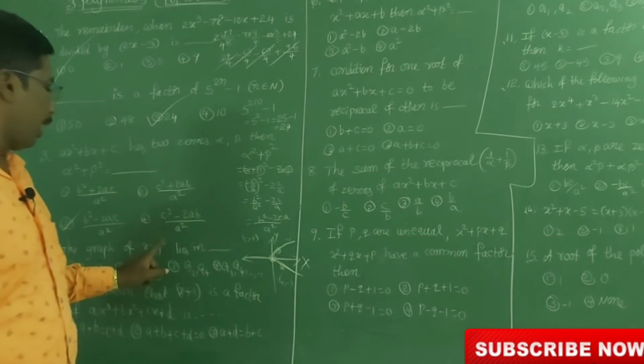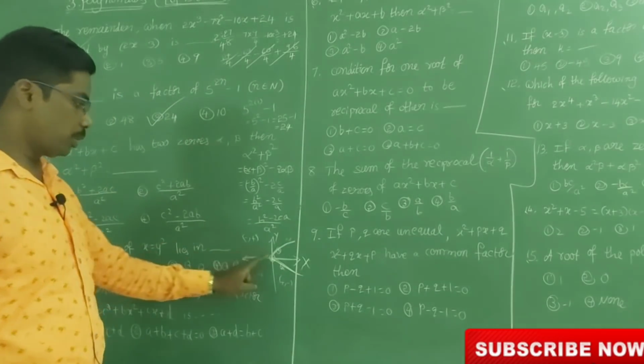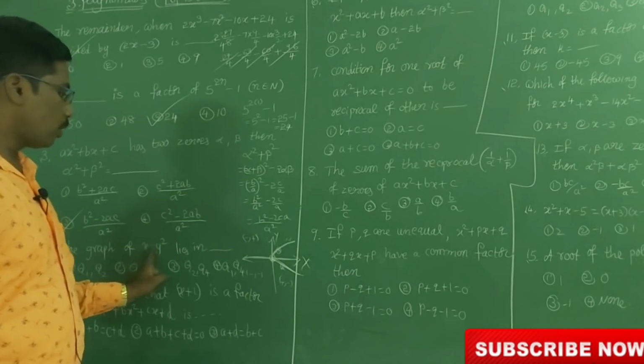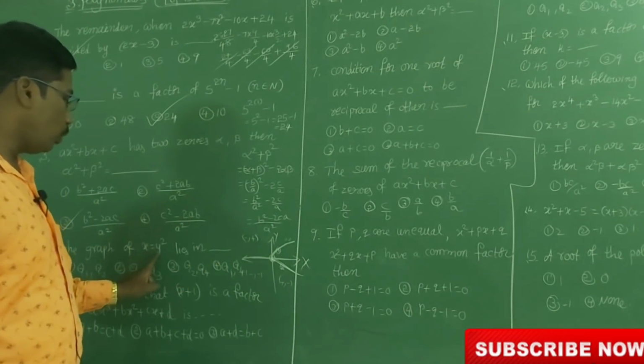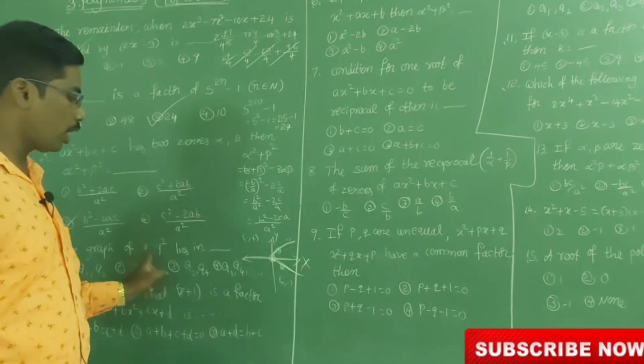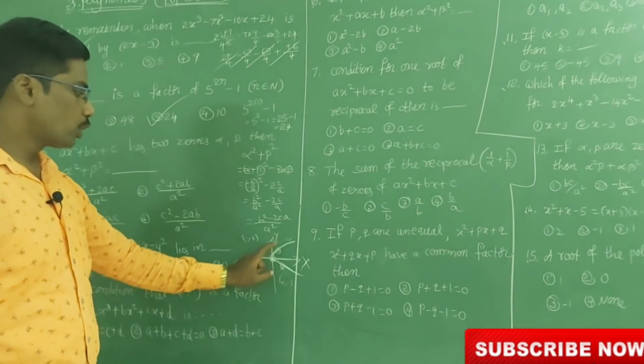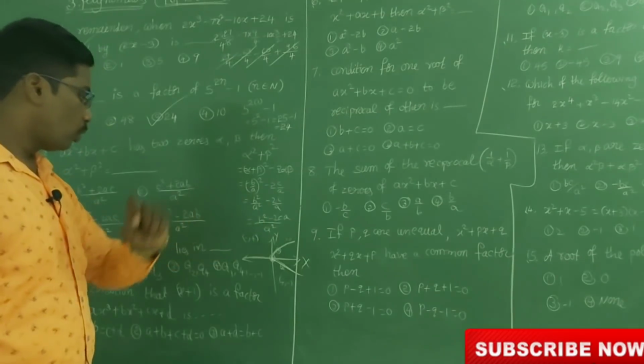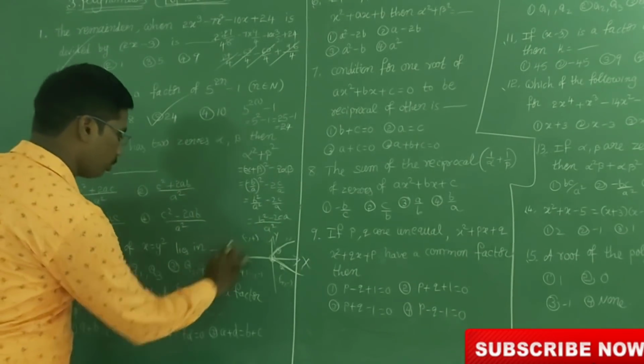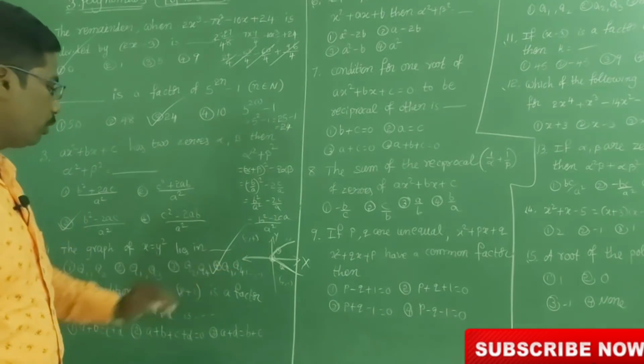Once again I am saying, y is 0 means x is 0, 0 comma 0, this point. Y is equal to 1 means x is equal to 1, that is 1 comma 1, this one. Y is equal to minus 1, x is equal to 1 means 1 comma minus 1, this one. So the graph is in the first quadrant and fourth quadrant. First quadrant and fourth quadrant means fourth option.